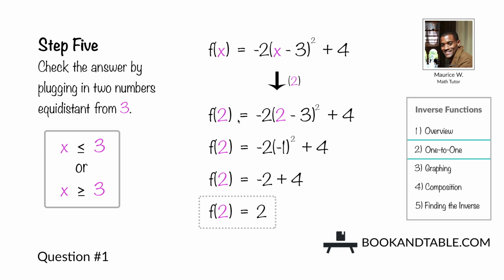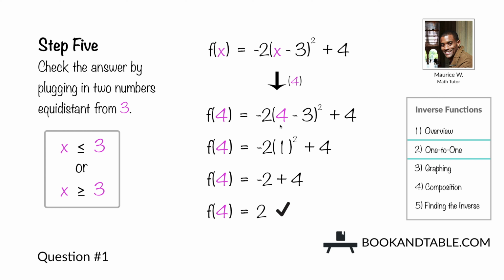So f of 2 is equal to negative 2 times (2 minus 3) squared plus 4. 2 minus 3 is negative 1. Negative 1 squared is 1. So negative 2 times 1 is negative 2. And negative 2 plus 4 is positive 2. So we get f of 2 is equal to 2. So when we plug in 4 for x, we're looking for the function to have the same value, positive 2.